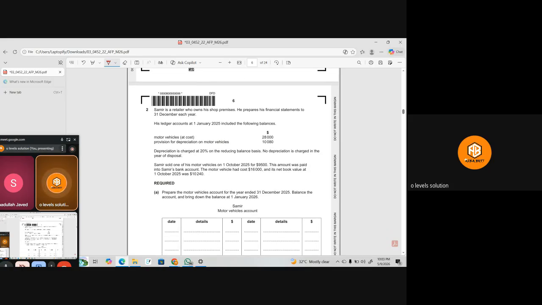The question is: Samir is a retailer who owns his shop premises and he prepares his financial statements to 31st December each year, and his ledger accounts at 1st January 2025 include the following balances. Motor vehicle and provision for depreciation. Depreciation charge at 20% on the reducing balance basis, no depreciation charge in the year of disposal. Samir sold off his motor vehicle.